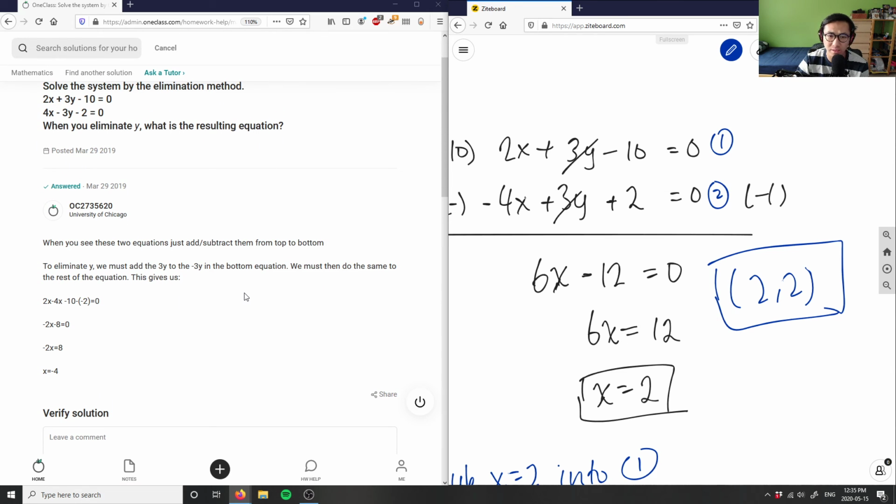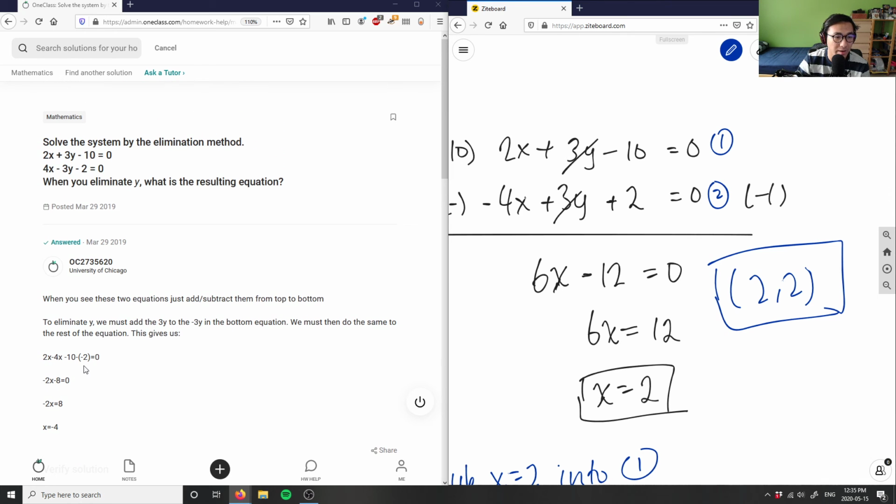So let me see what they did here. Just to eliminate, we must add 3y to the -3y in the bottom equation. Then we must do the same to the rest of the equation. This gives us negative 2x minus 4x minus 10 minus 2. So it says when you see two equations, just add or subtract them from the top to the bottom here.